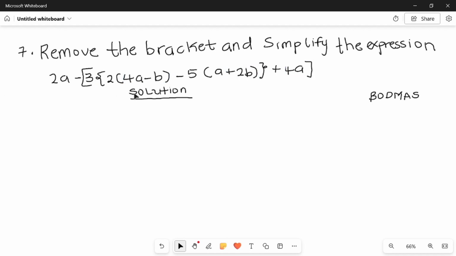The first thing we'll do is to check: 2 here is multiplying 4a and 2 here is multiplying minus b. Also minus 5 is multiplying a here and minus 5 is multiplying plus 2b. When we are done with this bracket, we will collect like terms and simplify. Then we'll go to the next bracket. You use 2 to multiply everything inside this other bracket. When you are done, you add this one plus 4a and multiply it by 3. That's the final bracket. Then you minus it by 2a. So let's go.